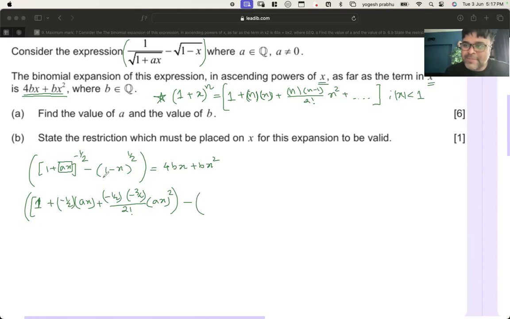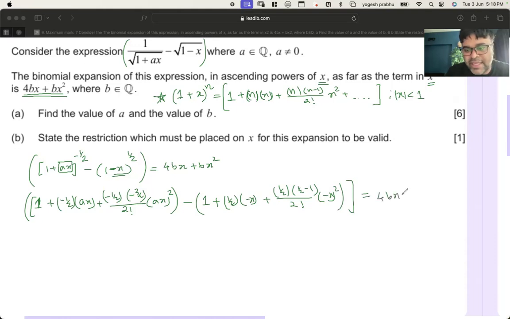Minus, now I want to expand this. So it is 1 plus, I'm going to take this as minus x, the second term. Half times minus x, plus half times (half minus 1) over 2 factorial, and then minus x the whole squared. And then this is going to be equal to 4bx plus bx squared.